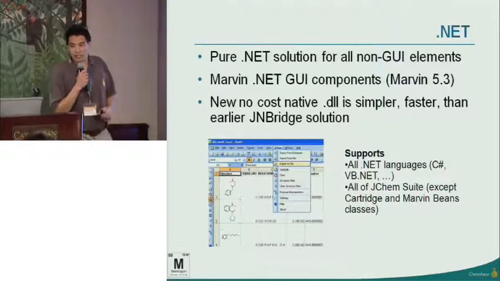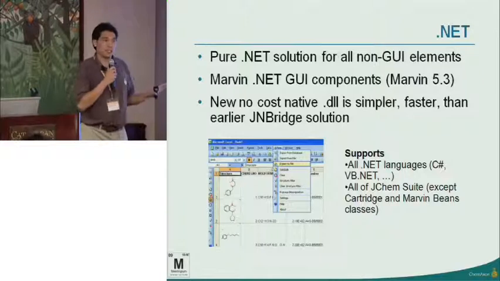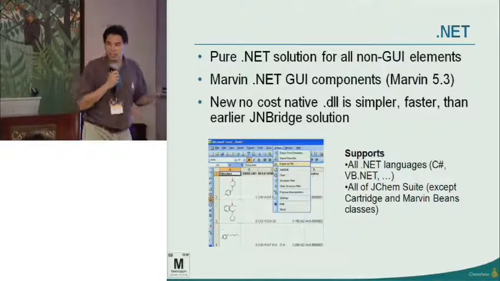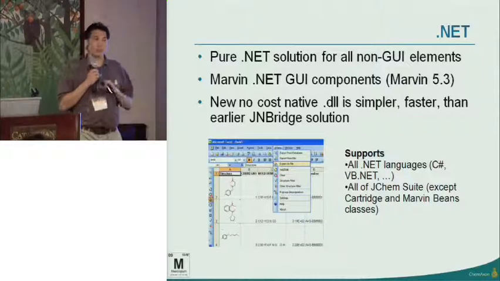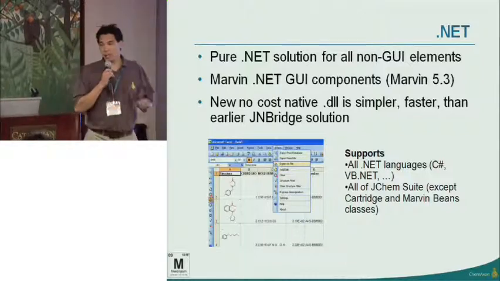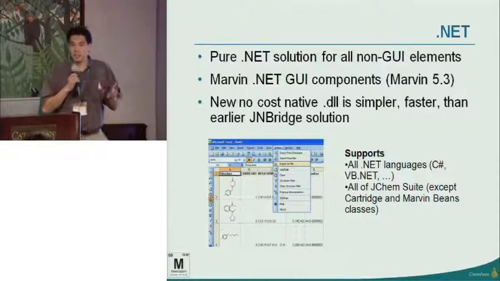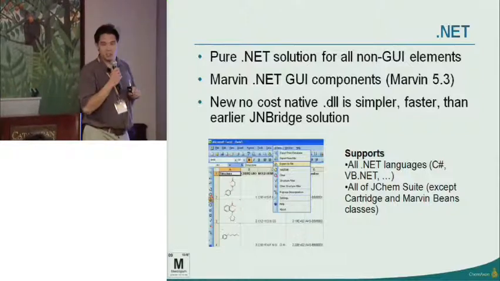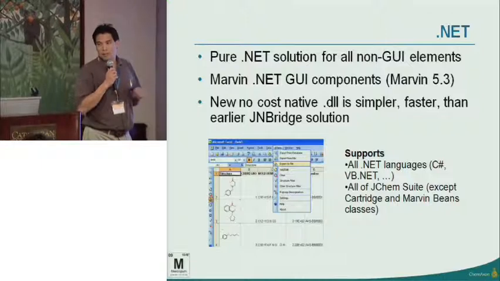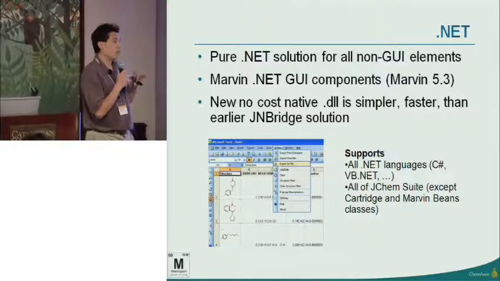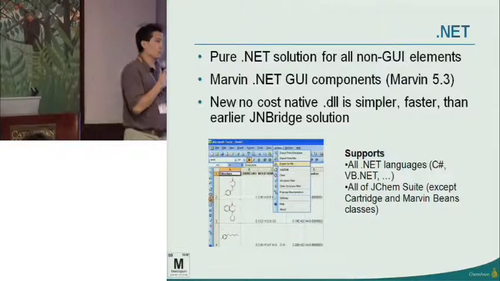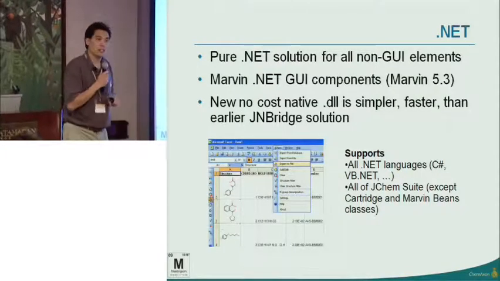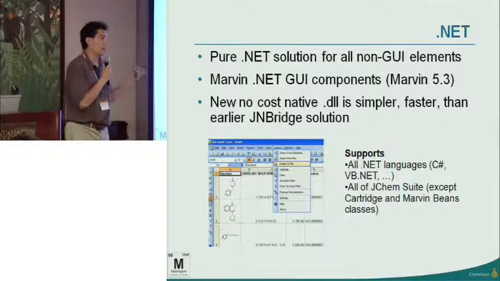The .NET solution is a pure .NET solution. Before we had something slightly different. Now we've got something that's at no cost to you. It's a native DLL, so it's simpler, it's faster, easier to use than that older solution. And of course, as we know, with the 5.3, everything will be covered, including the Marvin GUIs. And we saw, I think, Akos demoed those this morning, and they look great, I think.